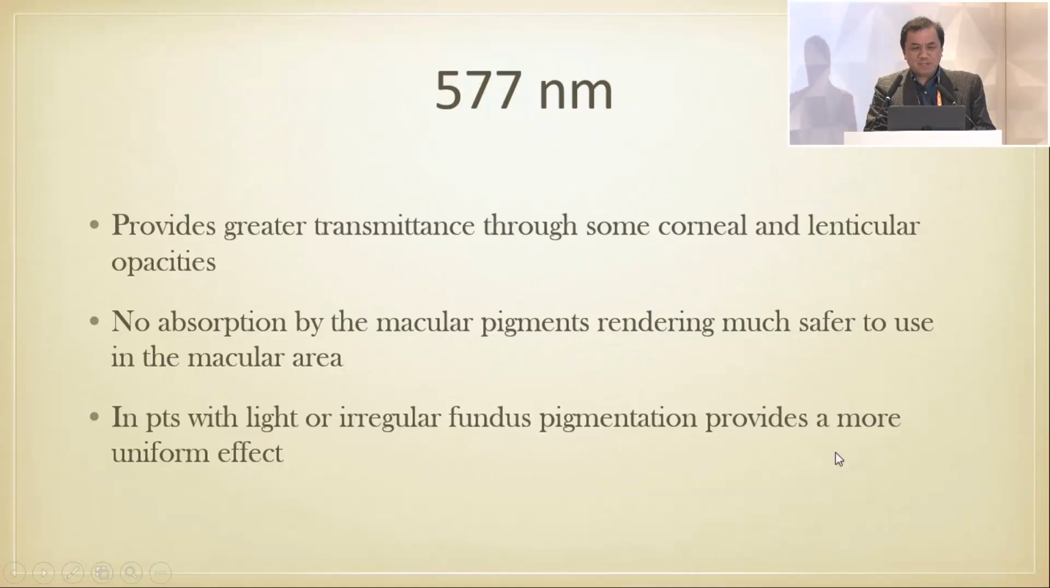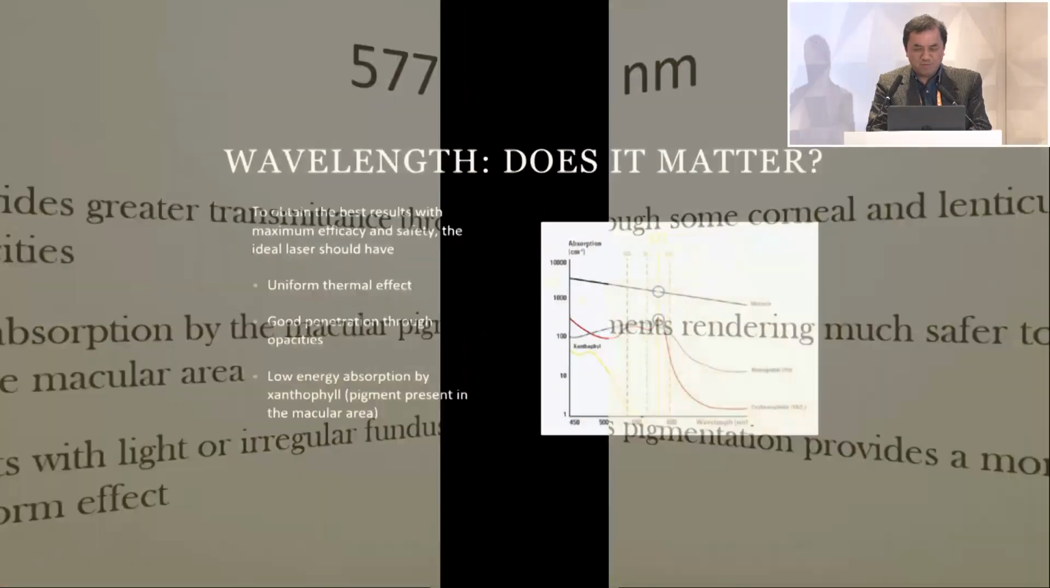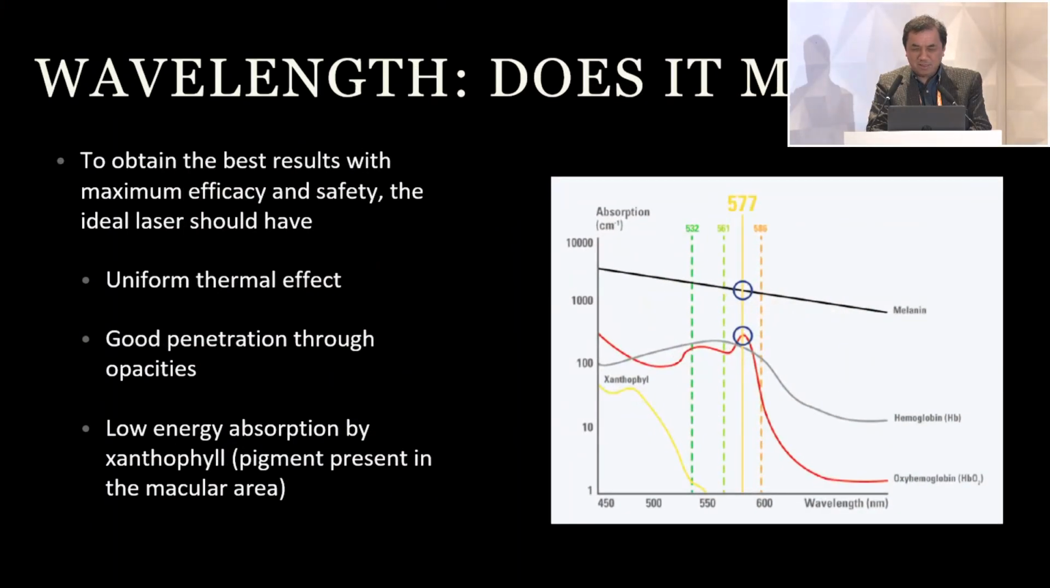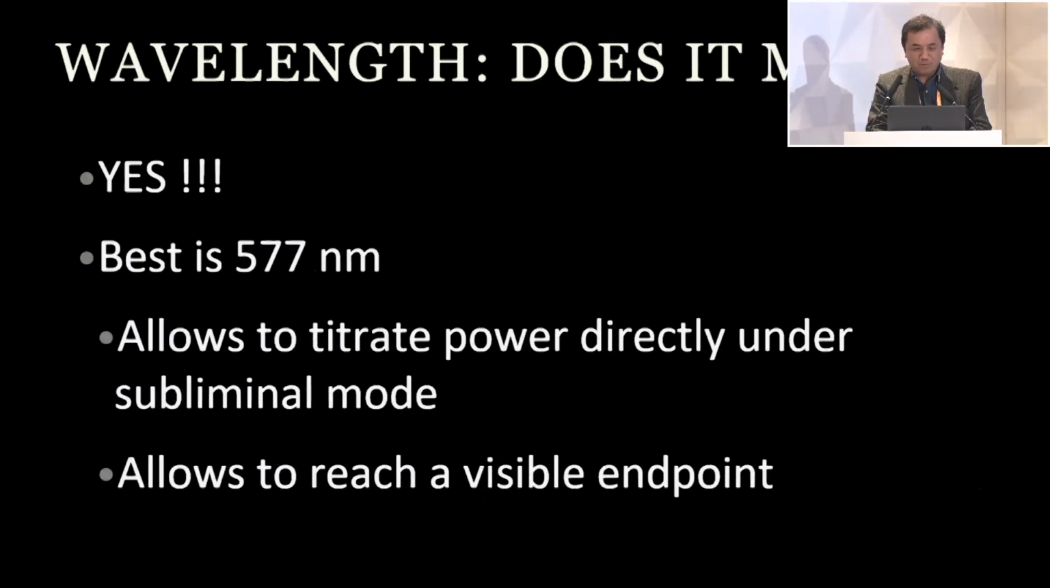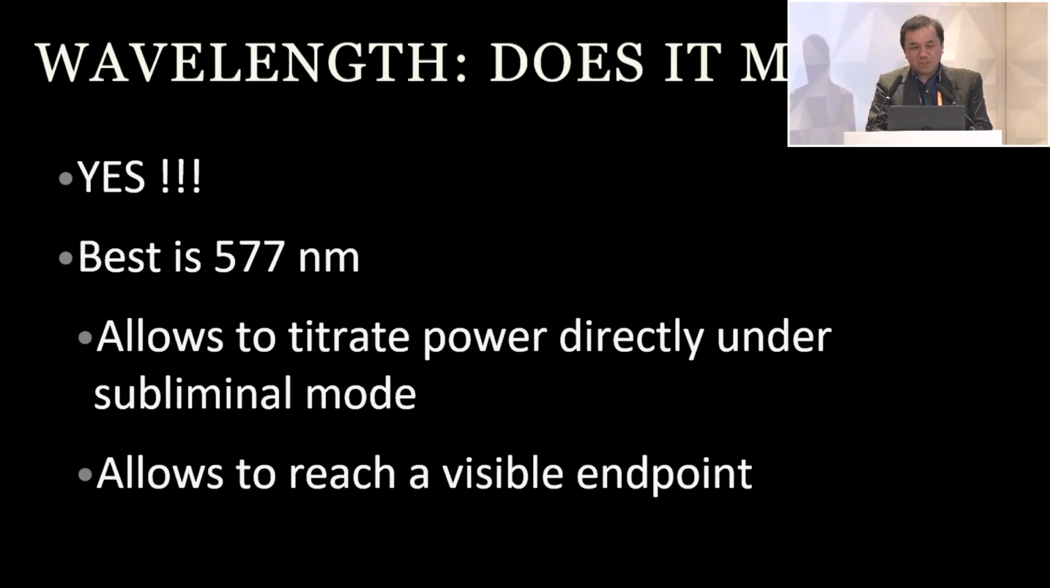So 577 also provides greater transmittance through some corneal and lenticular opacities. There's no absorption by the macular pigments, rendering it much safer to use in the macular area. And in patients with light or irregular fundus pigmentation, it provides a more uniform effect. So yes, the wavelength matters, and I show you that the yellow is perhaps better. In addition, it allows you to titrate power directly under the subliminal mode, which allows you to reach a visible endpoint.